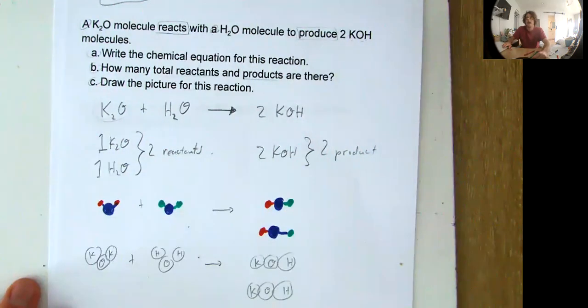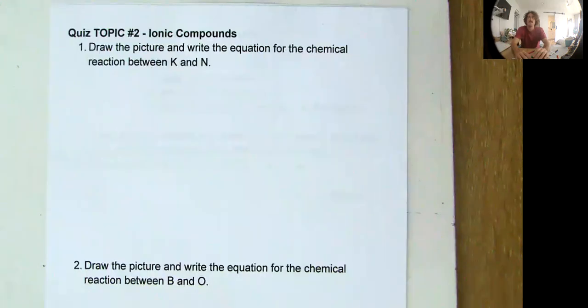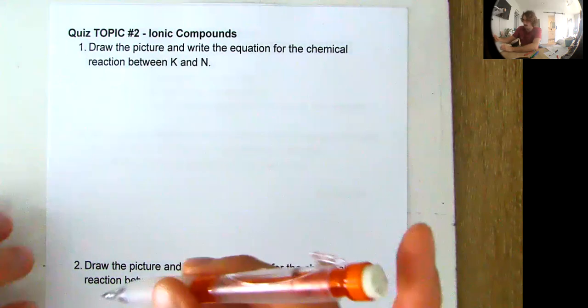Okay, just showing you another way that you can draw the picture for this reaction down there at the bottom. There it is. All right, topic number 2 is going to be ionic compounds. This question tells us to draw the picture and write the chemical equation for the chemical reaction between potassium and nitrogen. So let's draw the picture and show what the electrons are doing.